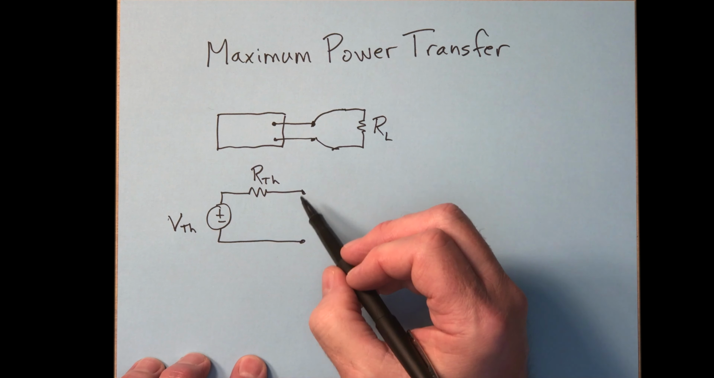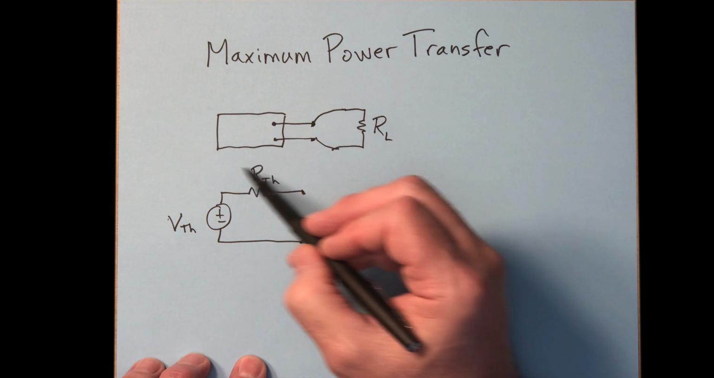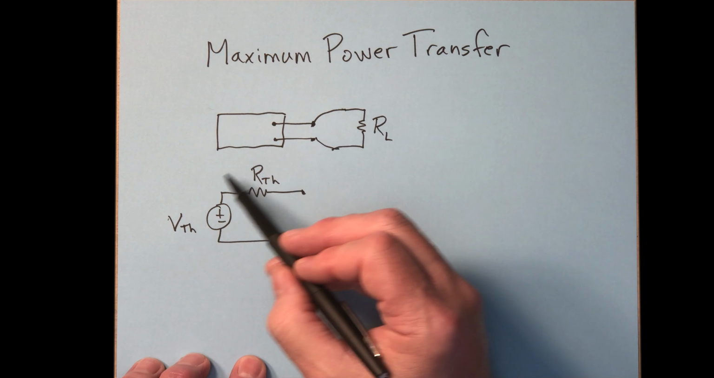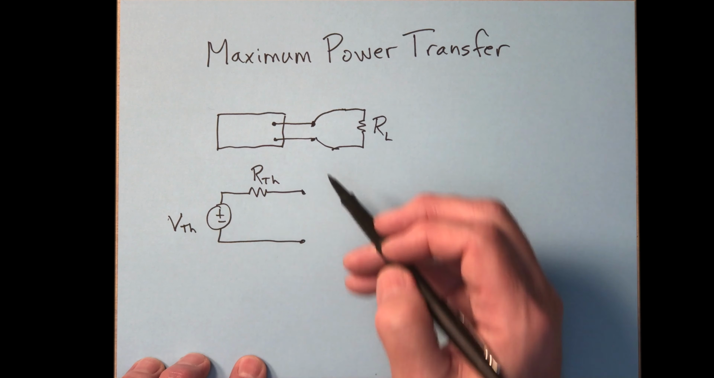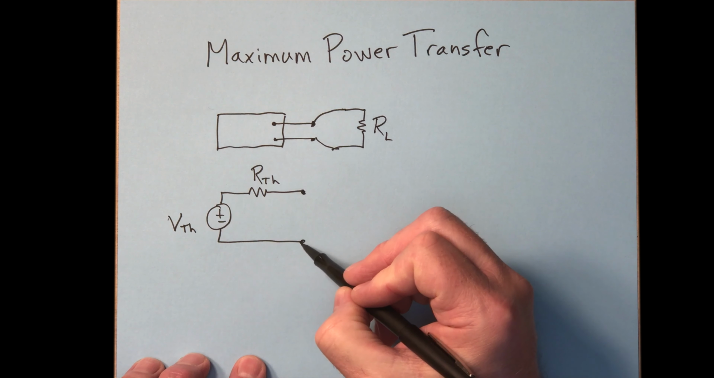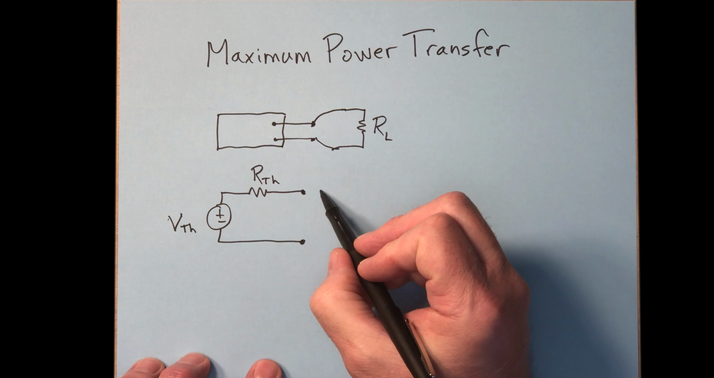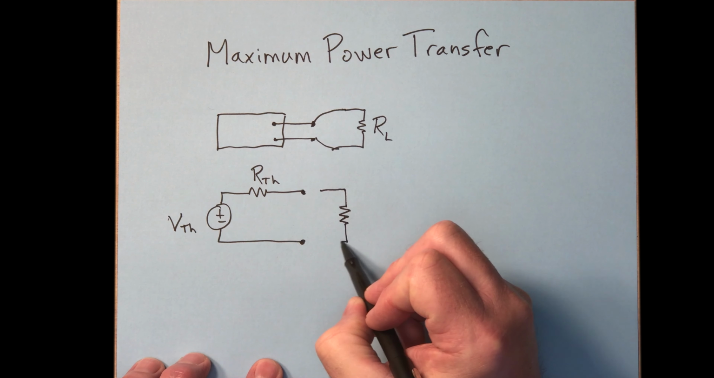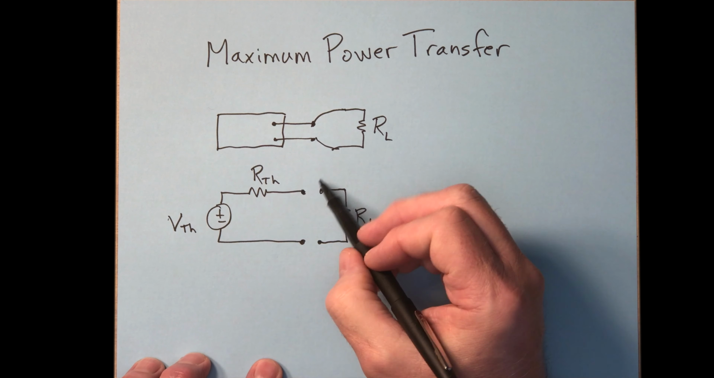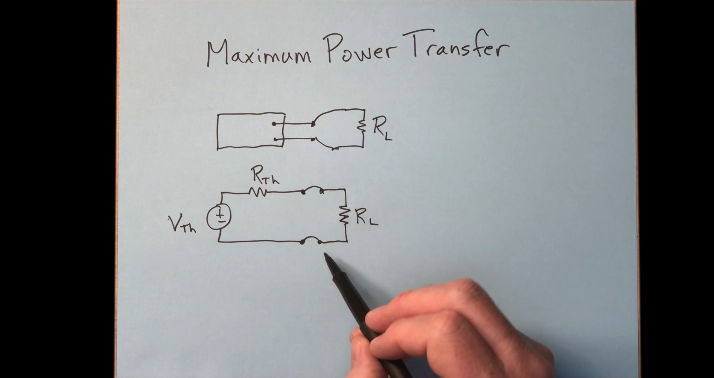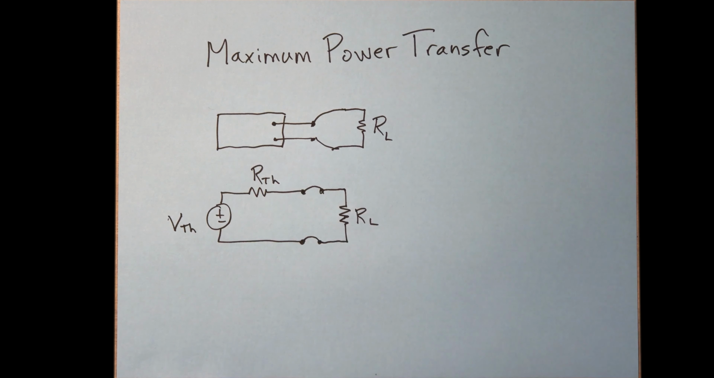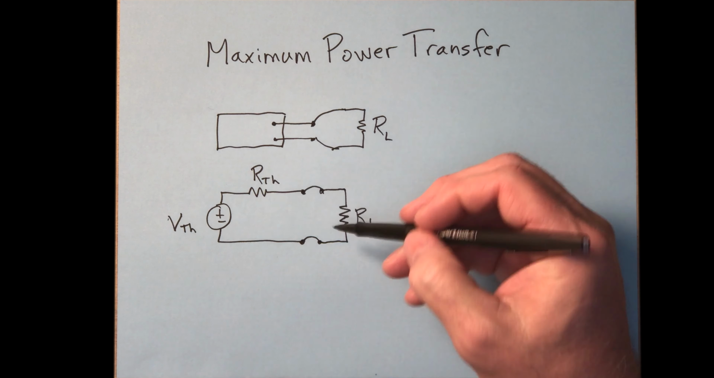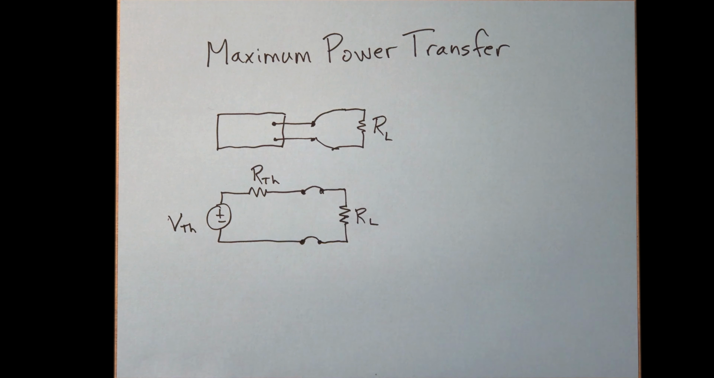Well, because we are simulating the resistive network with a Thevenin equivalent, what happens at the terminals is going to be exactly the same for both of these. So we can simulate the load here just as easily. Now if we connect this up, this is a really simple circuit, and you can see we can think of that as a voltage divider.